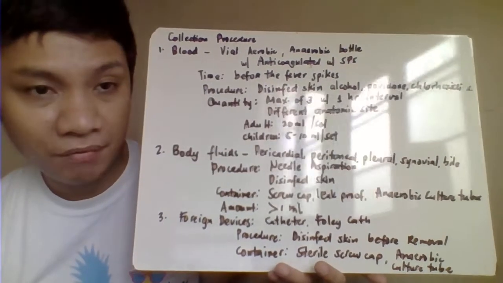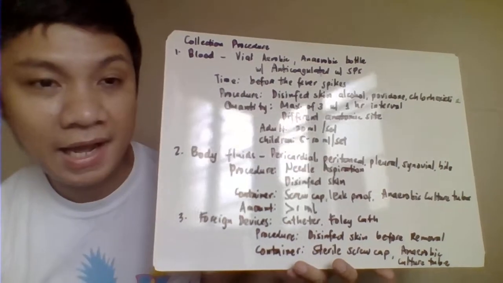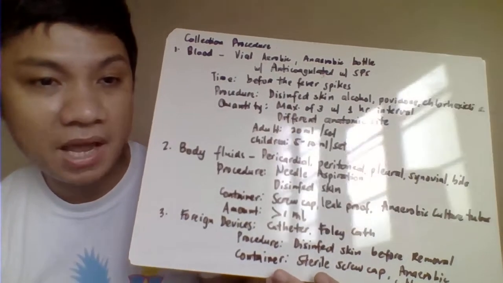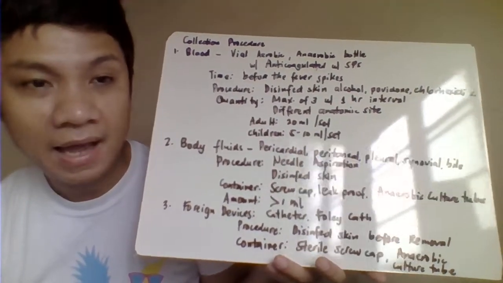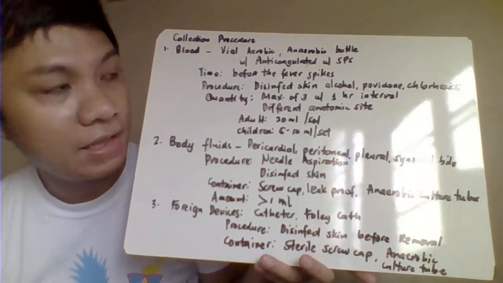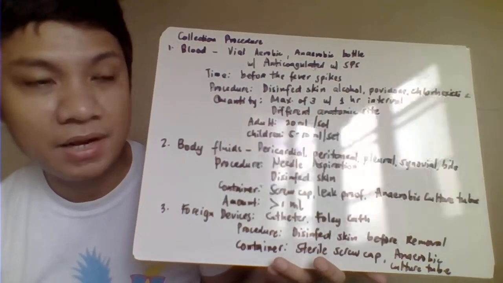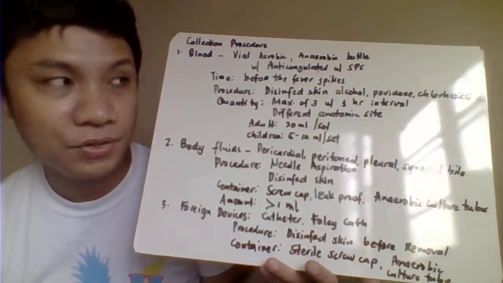Another one you could also perform here, you could put your blood in anticoagulated blood with the SPS, so sodium polyanethol sulfonate. Ano ba? Sodium polyanethol sulfonate. So that one would have the anticoagulant in your blood culture.